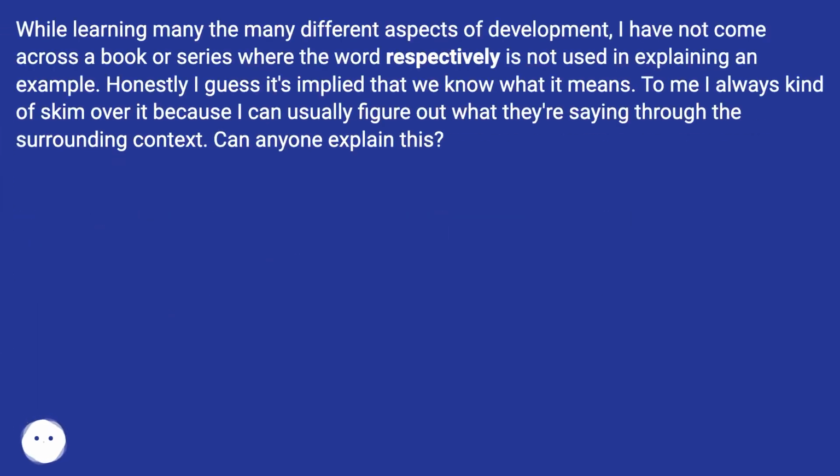While learning the many different aspects of development, I have not come across a book or series where the word respectively is not used in explaining an example. Honestly, I guess it's implied that we know what it means. To me, I always kind of skim over it because I can usually figure out what they're saying through the surrounding context. Can anyone explain this?